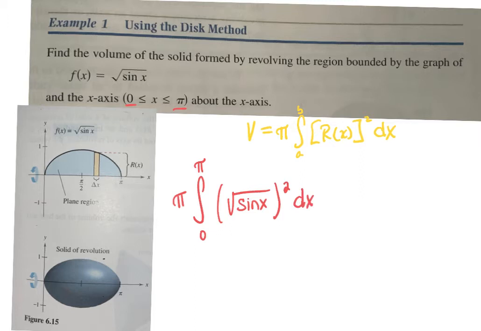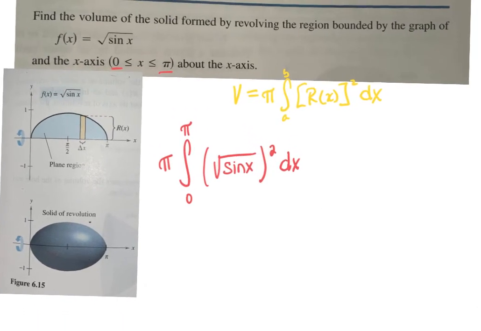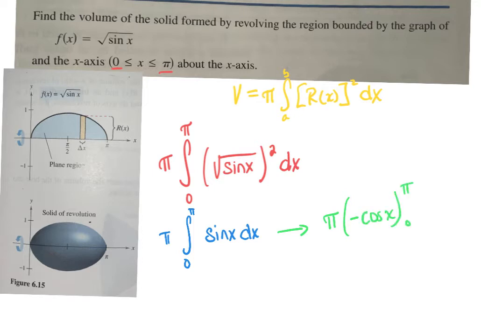And then we're just going to analyze it. The first thing you want to do is obviously square the function first. So the square root of sine squared is just sine. So we end up with sine of x dx. The antiderivative of sine of x is negative cosine of x. So we have pi times negative cosine of x from 0 to pi.